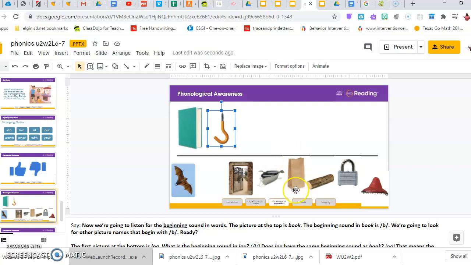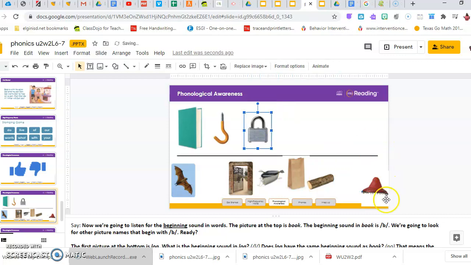Does boat end with K? No. Does bag end with K? No. Does log end with K? No. Does lock end with K? Yes, it does. We will move the lock up there. What about hat? Does hat end with K? No, it does not.